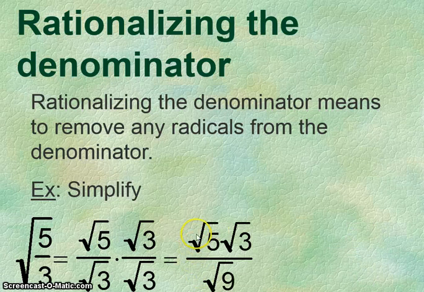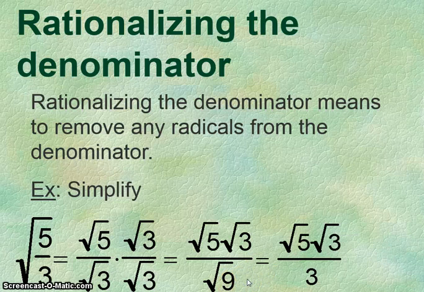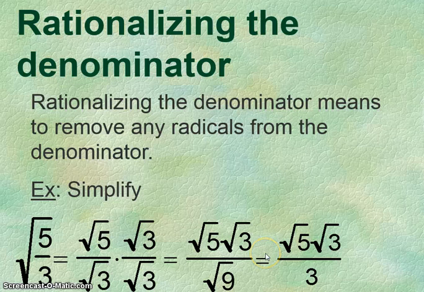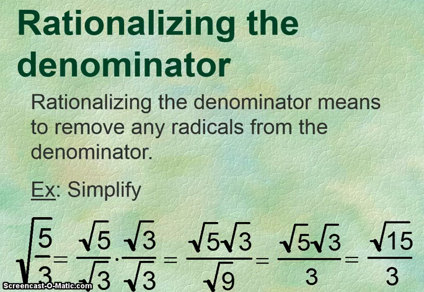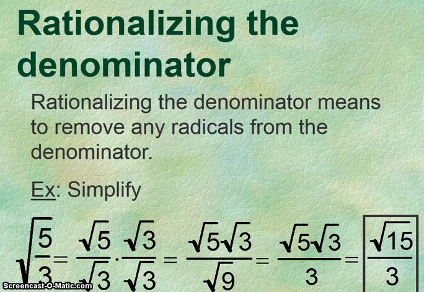So then I've got the square root of 5 times the square root of 3 over the square root of 9, which is just 3. So then I got the square root of 5 times the square root of 3 over 3, which is the square root of 15 over 3. The square root of 15 doesn't simplify, so that's my final answer there.